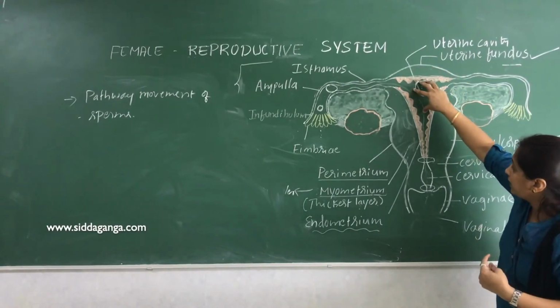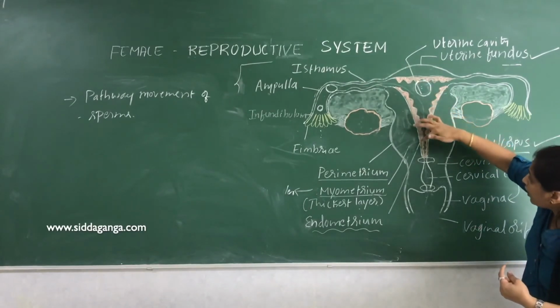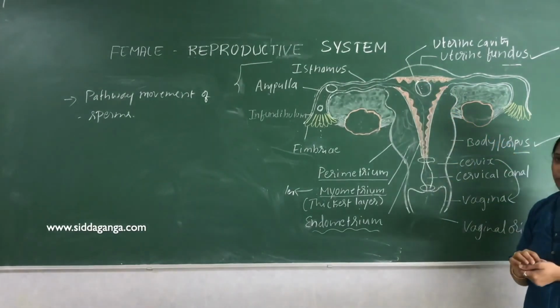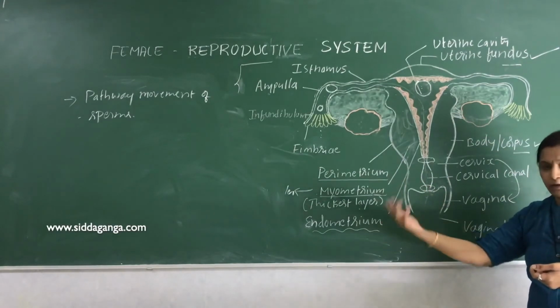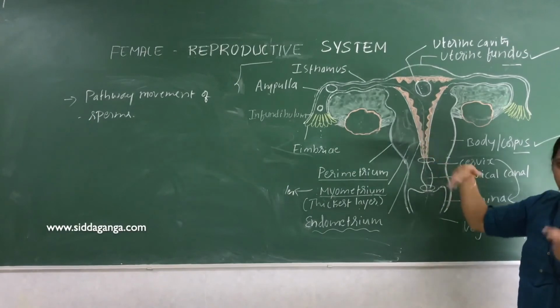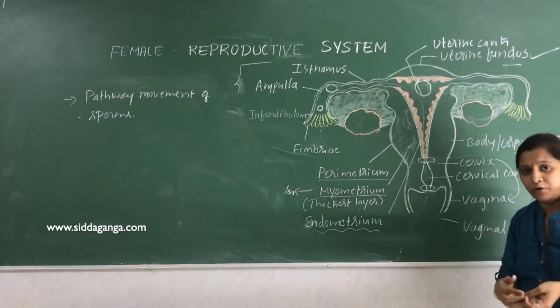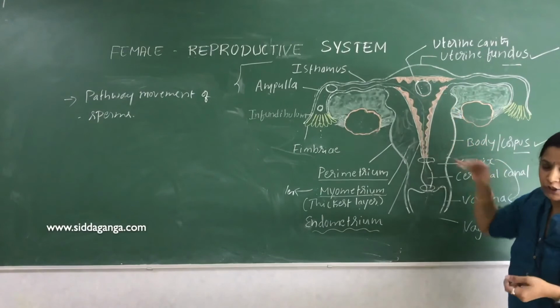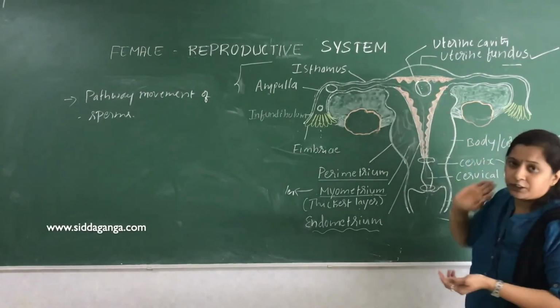And one more important thing here is, it is also a source of menstrual flow, because every month, that is every menstrual cycle, the inner lining, the superficial layer of endometrial cells, is shed off. So it is a source of menstrual flow also. So all these are the functions of uterus.